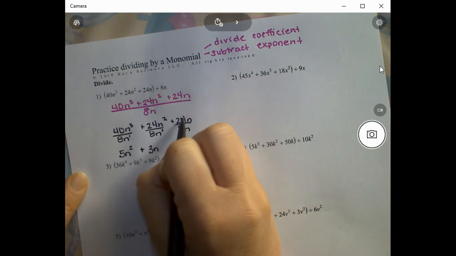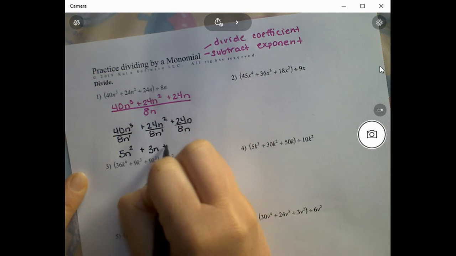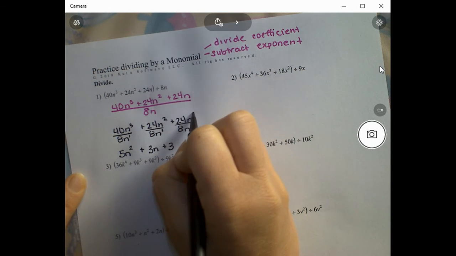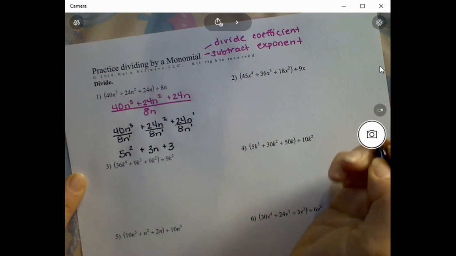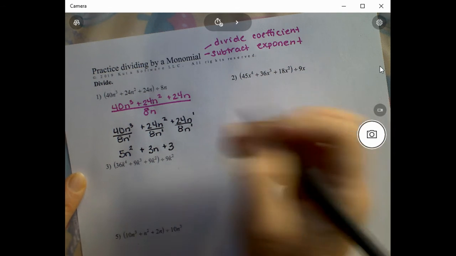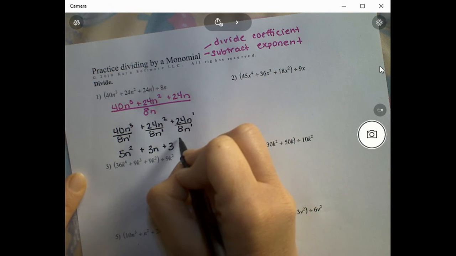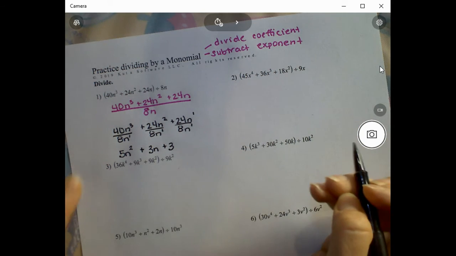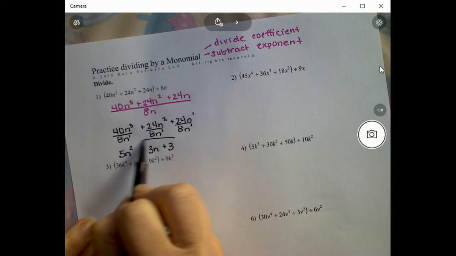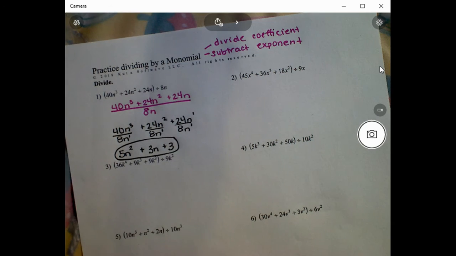And on this one, 24 divided by 8 is 3. And we have n to the first power divided by n to the first power. 1 minus 1 is 0. So we could write n to the 0, but you may remember that anything to the 0 power equals 1. So this would be the answer. Okay. All right, let's do another one.